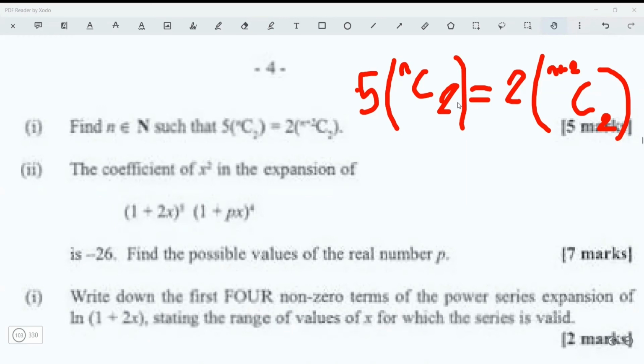Right? We see it now? So n equals 4? Yes, so it seems that they are equal. Yeah, so n equals 4. That's how you'd find n. All right? So n equals 4. Cool?